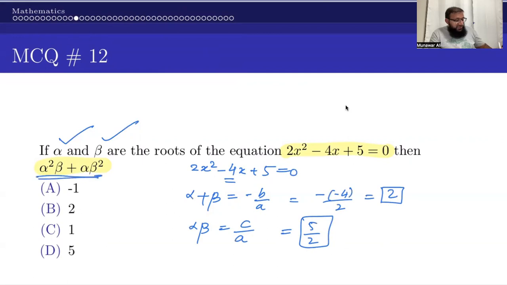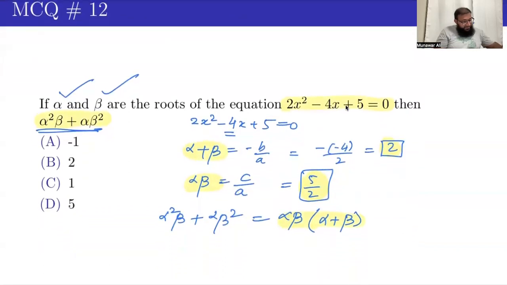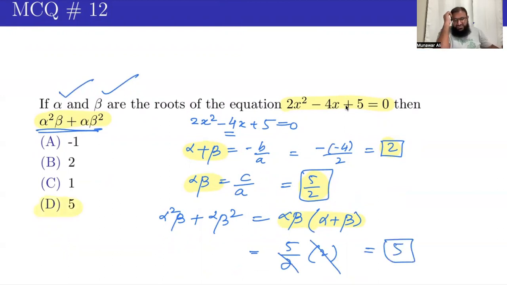So we need to find out this value, which is alpha square beta plus alpha beta square. I take alpha beta common and I'm left with alpha plus beta. I need to just put these values over here and I'm done. So alpha times beta is 5 by 2, alpha plus beta is 2. These are cancelled. My answer is 5, which is option D. That's it. So you need to find out the sum of roots and product of roots and just put in the formula where you need to find out some values, nothing else.